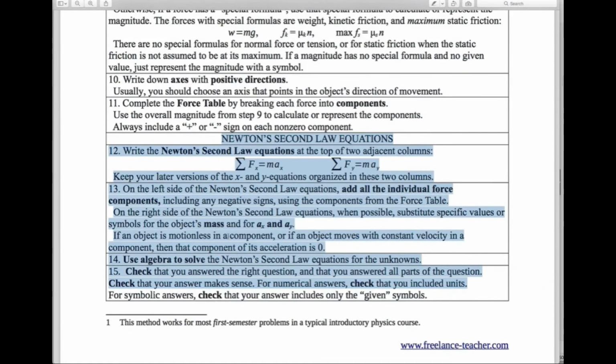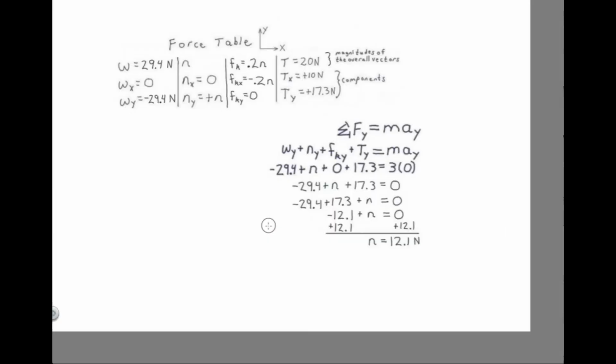Here's a summary of the steps which we completed for using the Newton's second law equations. Actually, we have one more check left to make. We still need to check whether our results make sense. Let's begin by checking whether our results for the y component make sense. Our result for n is positive. Does that make sense?